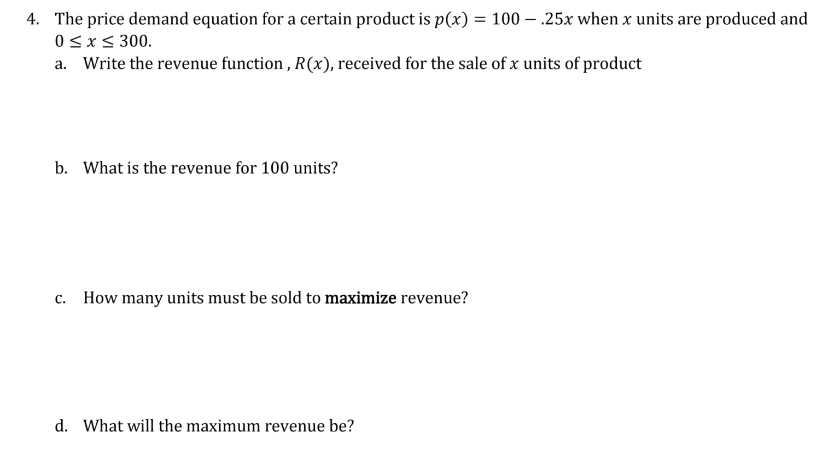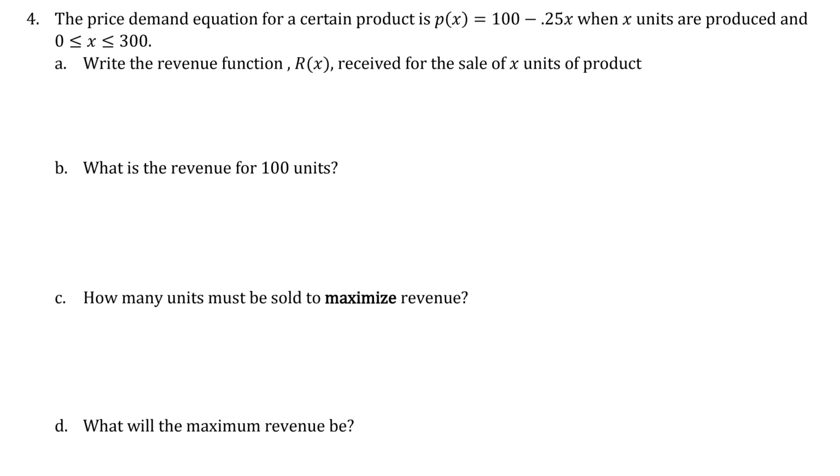Hey everybody, so in this video we're going to be doing some more examples of applications for functions. So let's move on to number 4. The price-demand equation for a certain product is P of x equals 100 minus 0.25x when x units are produced and x is between 0 and 300. So for part A, write the revenue function R of x received for the sale of x units of product.